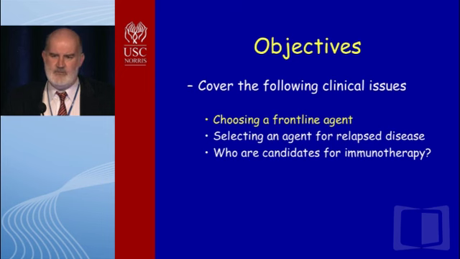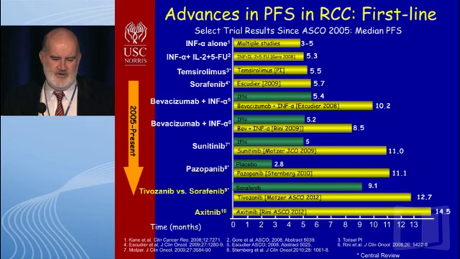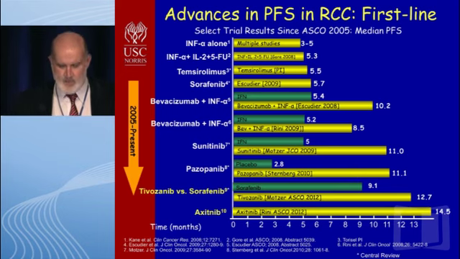So subsequently, we did a few trials and met with some success where we've got a cascade of 7 different agents that have activity in the disease, at least definitively prolonging progression-free survival, and we have another couple to come at the end there, as you can see on this diagram. So we have a problem in that we're spoilt for choice, and in picking a frontline agent, we have made some advances.